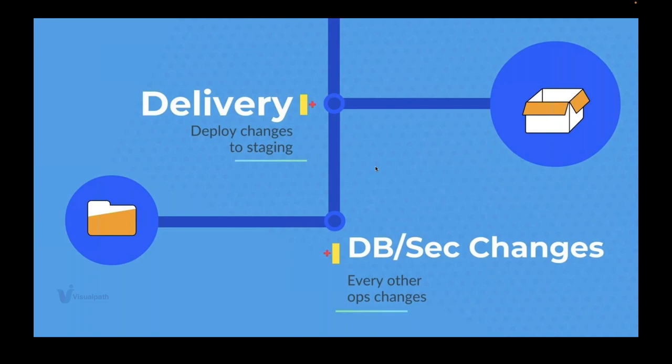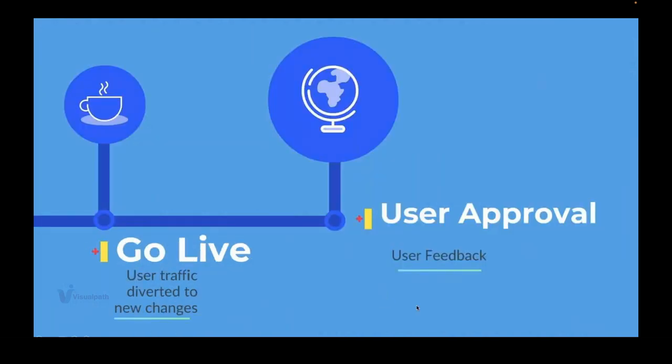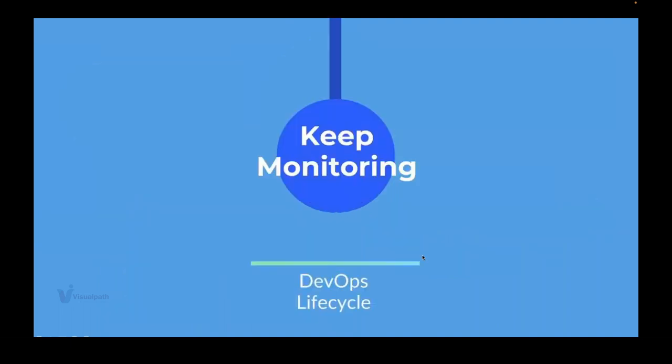I think these slides are a bit older, but basically once everything is done and looks good, it goes to production. This is just a high level overview; there are so many stages here. Everything from software build to deployment is integrated and automated. Then we go live, the user checks from his end and gives feedback. That's how this cycle gets repeated.